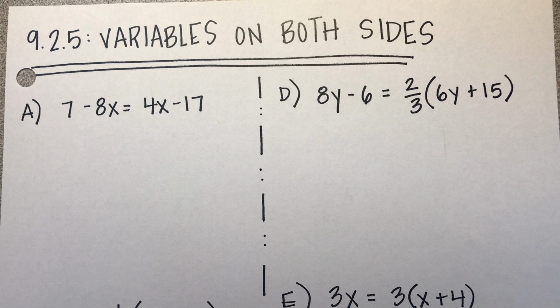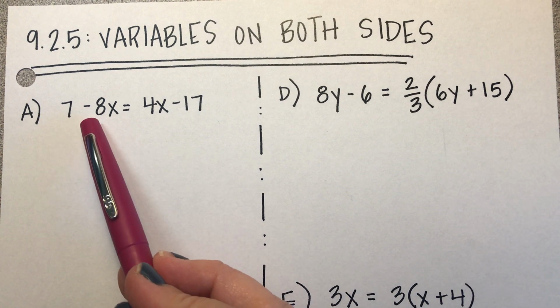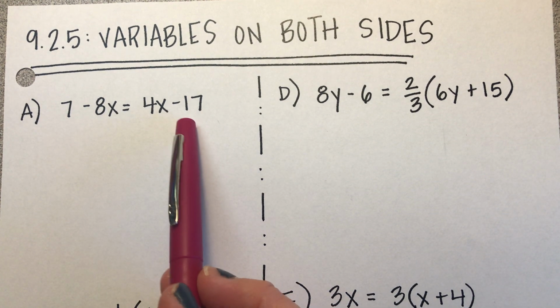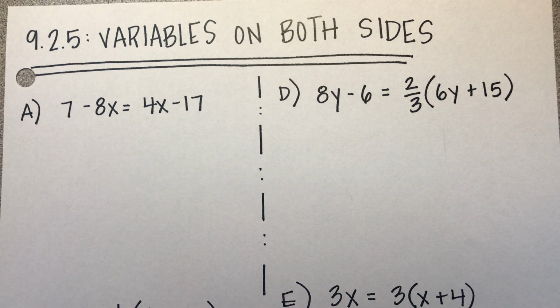Okay, today we're going to talk about what happens when you have variables on both sides of your equal sign, right? If you look at letter A, I have variables over here and I have variables over here. I only want to have variables on one side of my equal sign, so I'm going to have to eliminate them from one side using inverse operations. And I'm going to show you that it doesn't matter which side you eliminate them from. You're going to end up with the same answer.